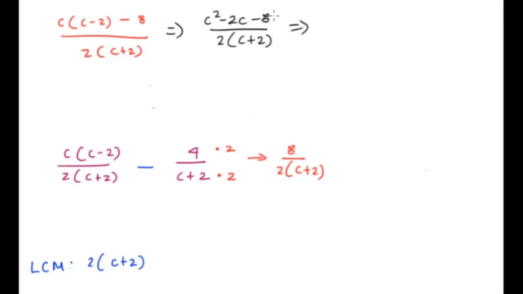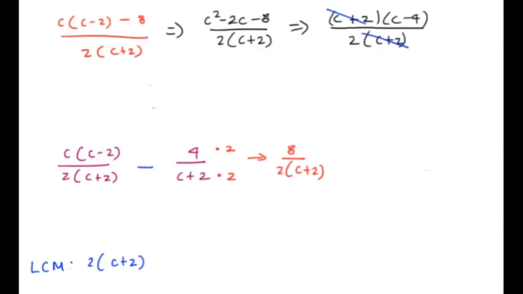From that, we can factor this numerator into, let's see, c plus 2 and c minus 4, right? 2 minus 4 is negative 2. 2 times negative 4 is negative 8. And on the bottom, we're left with all of that over 2 times c plus 2. And now, as you can see, we can actually cross out the c plus 2 and the c plus 2.